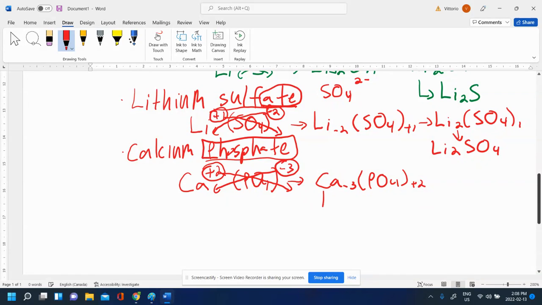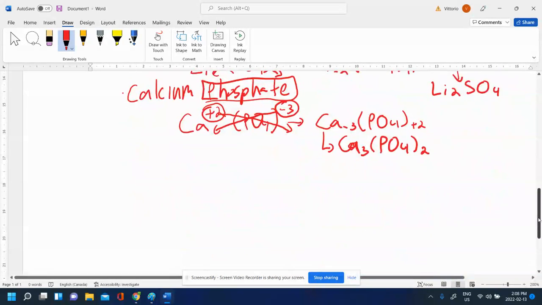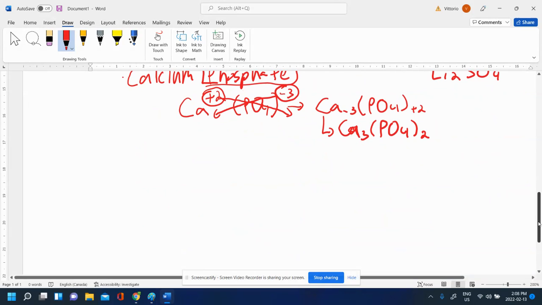From here, we can remove the signs. So we get Ca3, PO4, 2. We can't reduce at this point. 3 and 2 are as reduced as you can get. And we can't remove the bracket because, well, there's a 2 there. So you cannot remove the bracket.